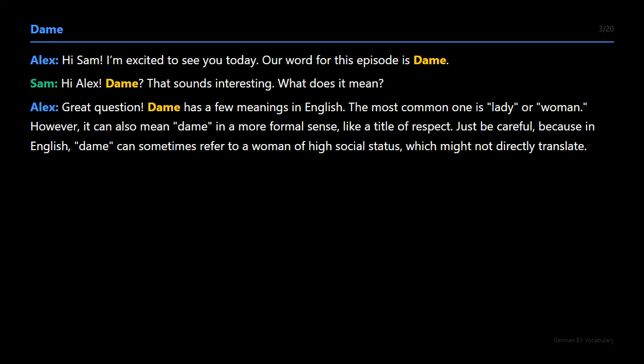That sounds interesting. What does it mean? Great question. Dame has a few meanings in English. The most common one is lady or woman. However, it can also mean dame in a more formal sense, like a title of respect. Just be careful, because in English, dame can sometimes refer to a woman of high social status, which might not directly translate.